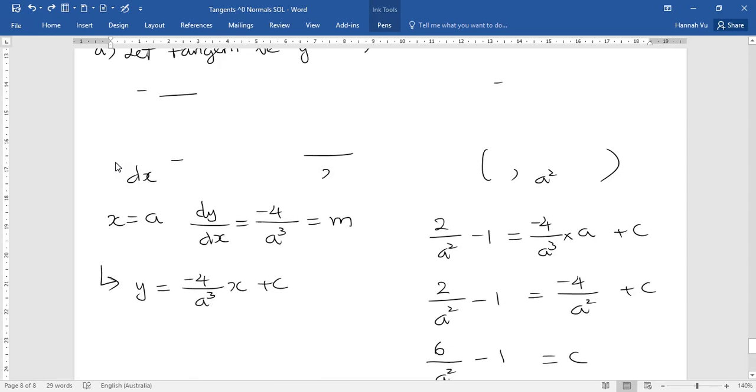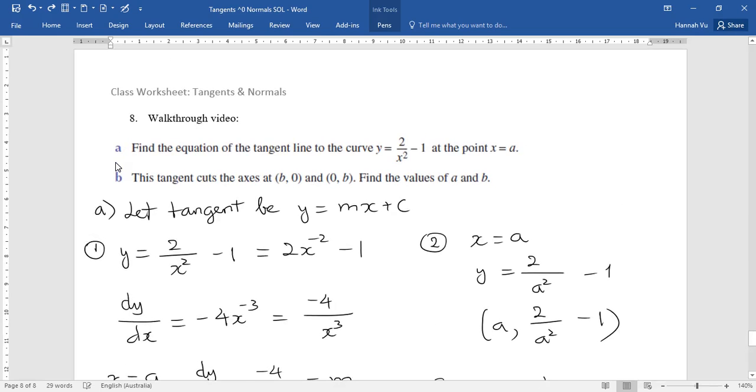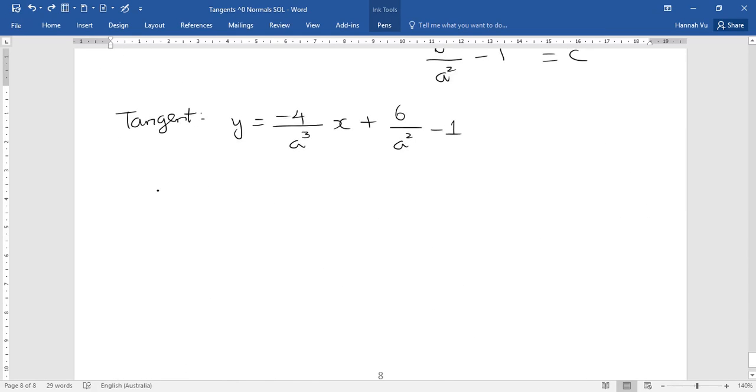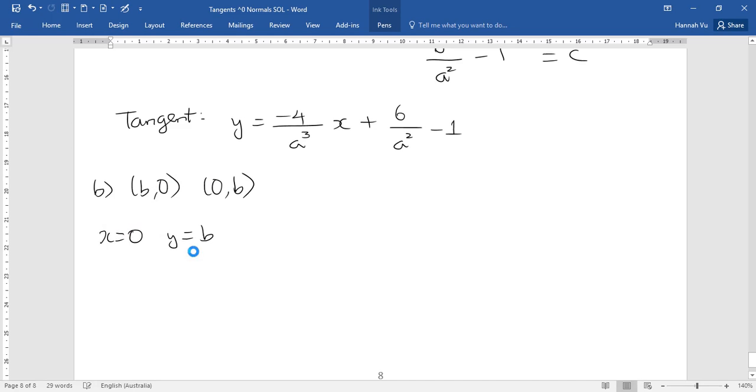Let's go to part B. This tangent cuts the axes at b, 0 and 0, b. Find the values of a and b. So the x and y intercepts of this tangent are b, 0 and 0, b. You need to find the values of a and b. Now, if it is 0, b, then it means when x equals 0, y equals b. Therefore, b is going to equal this part, which is 6 over a squared minus 1.